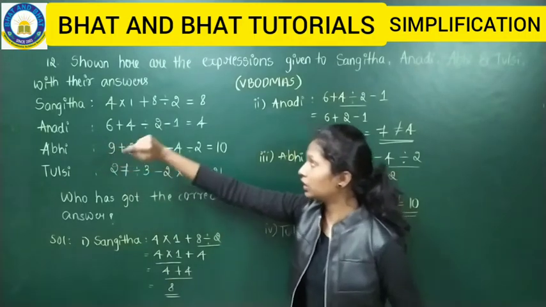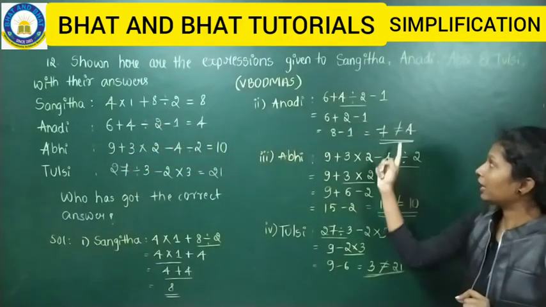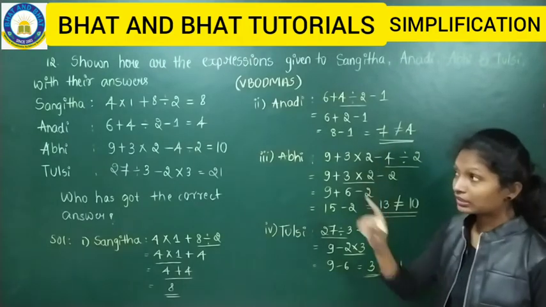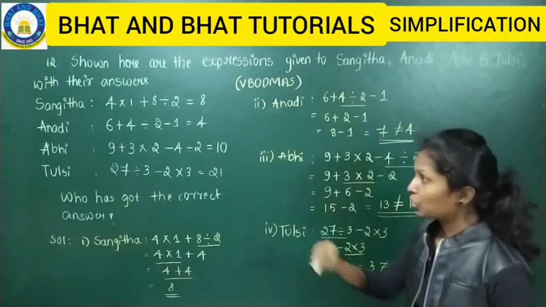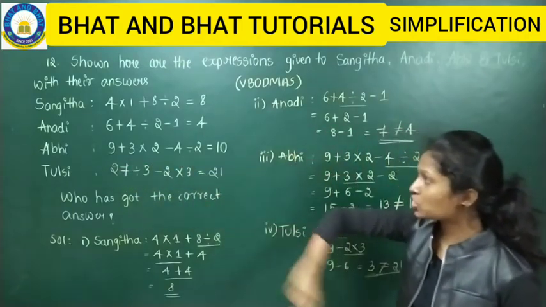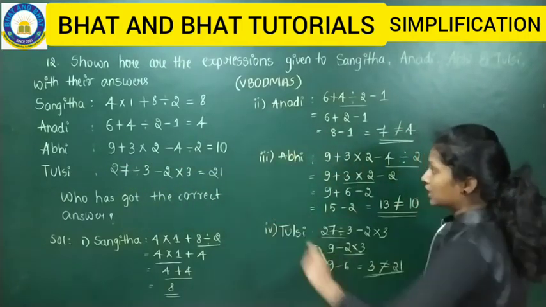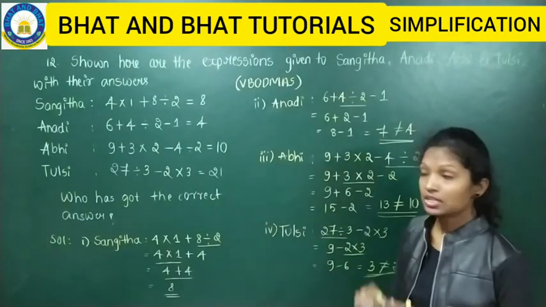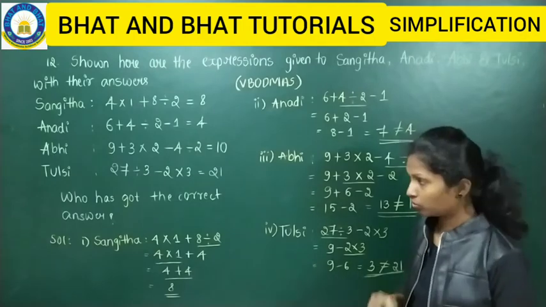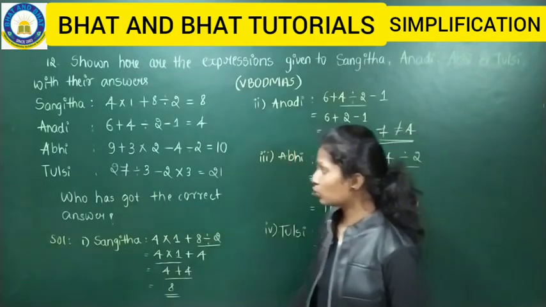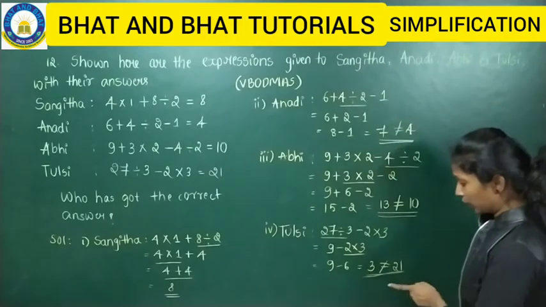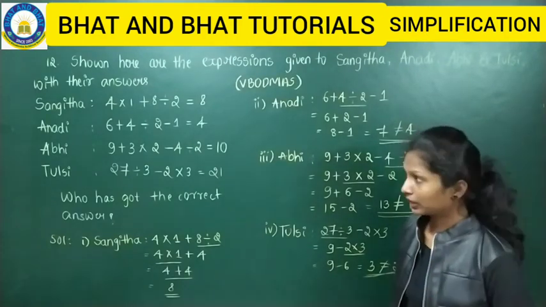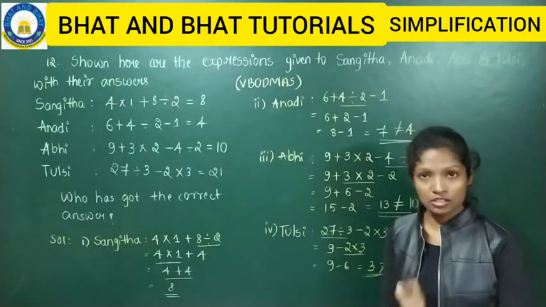So now come to Anadi. Anadi's answer is 4 and your answer is 7, where 7 is the correct answer. Anadi has got the wrong answer. So come to Abhi. Abhi has got the answer as 10 and we have got 13. So Abhi's answer is also wrong. So come to Tulasi. Tulasi's answer is 21 and we have got 3, whereas 3 is not equal to 21. Even Tulasi's answer is wrong.